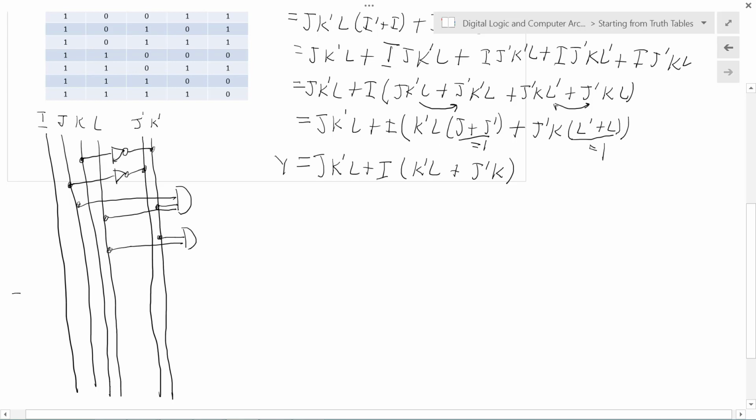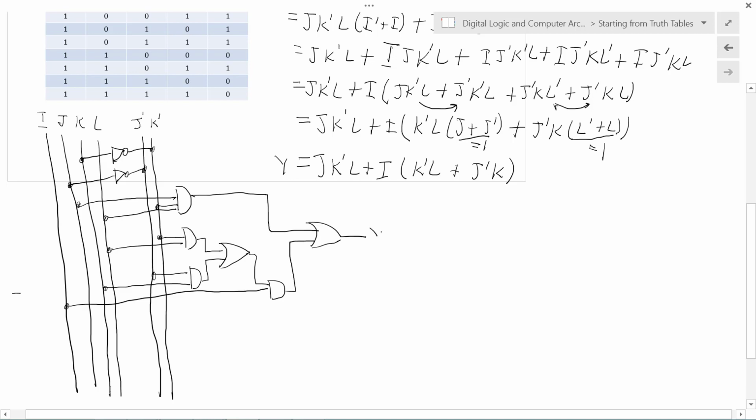And then we can connect J prime and K to an AND gate, like so. Now we need to OR K prime L with J prime K, like so. This needs to be ANDed with I. Like so. And then we can OR that quantity with J, K prime, L. And we have our output Y. This gives us a near optimal digital circuit.